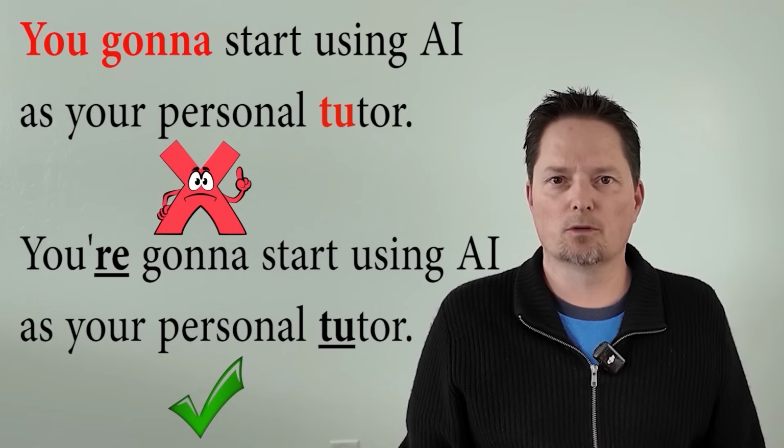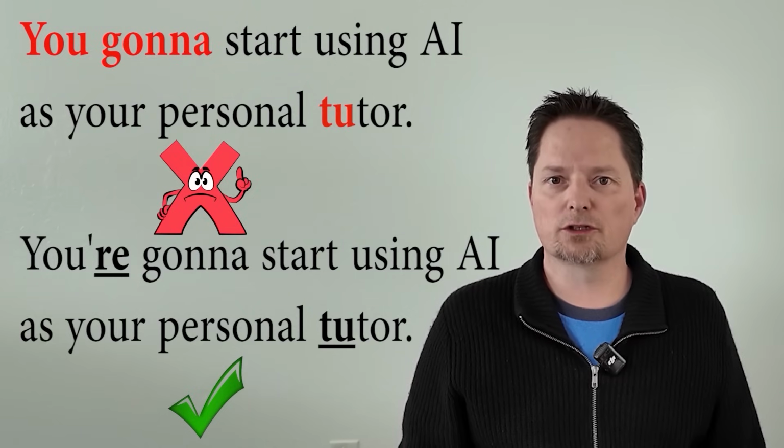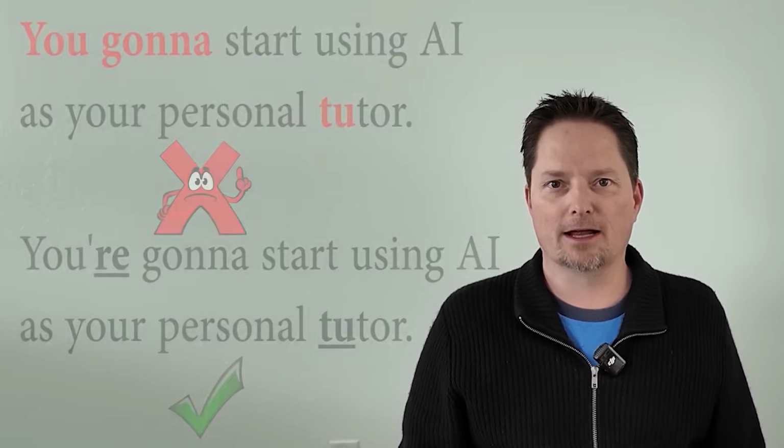Tutor? The word is not pronounced like this. It's pronounced tutor. Two, like the number 2. Tutor. The second T is a fast D. Tutor. But the first part is to, not chew, but to. Tutor. Of course you're going to start using AI as your personal tutor. This is correct.